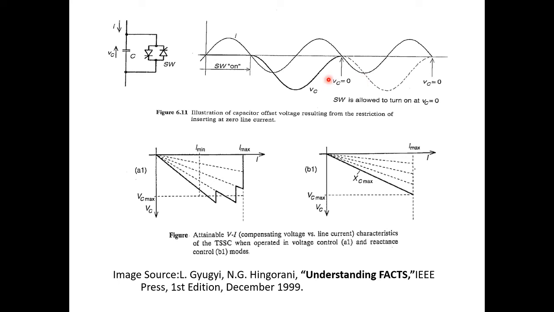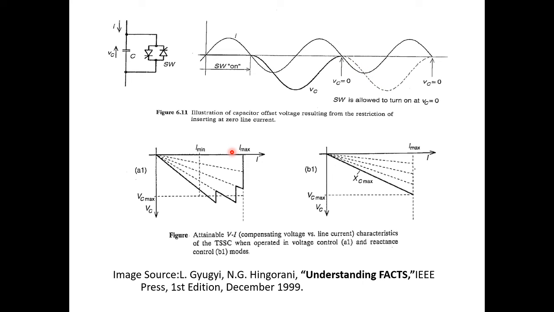This is the graph you have to observe. When SW is in the on position, there is no voltage. When it is in the off position, the total voltage will be accumulated here up to 2 cycles. SW is allowed to turn on at VC equal to 0. Again it has to turn on when VC becomes 0, and at that time I apply the firing angle in order to start. That you have to observe.